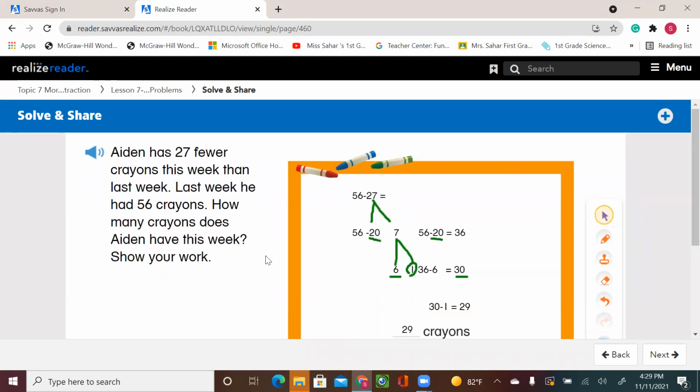All right, so now I know that Aiden has 27 fewer crayons this week than last week. So he had 29 this week.